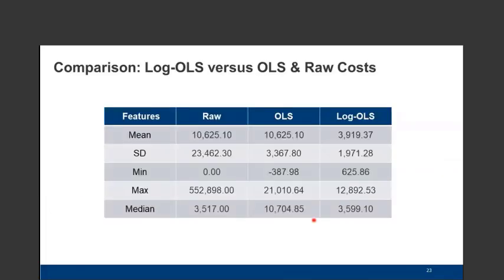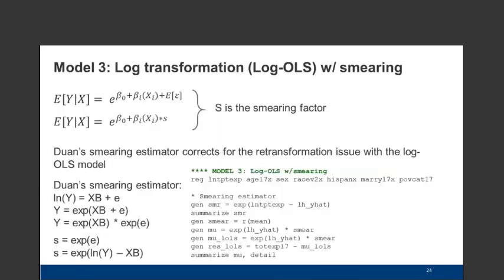And it's just a summary to show you how different these values are from the raw data as well as OLS results. All I'm trying to summarize here is that the log OLS model of the retransformed cost data is not a good one to use, especially in this case. But there are ways to correct for this, and I'm going to talk about how you can use a smearing estimator to help fix this.